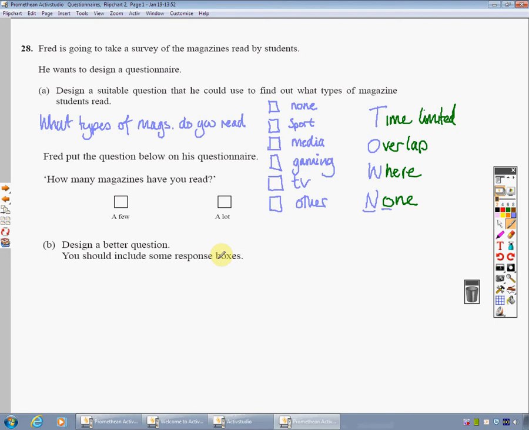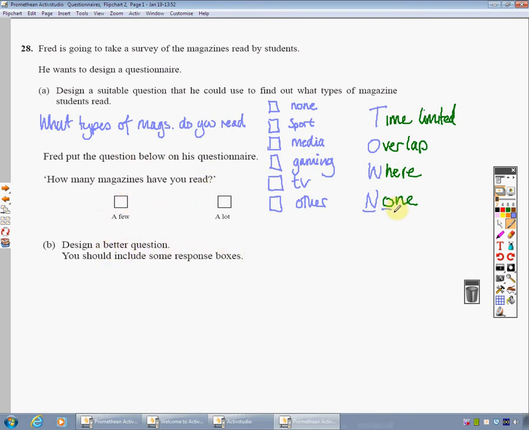We must consider, is the question time limited? I.e., how many magazines have you read in the last week, or the last month, or the last year? It doesn't really matter what time you put on it, so long as there is a time limit. We want to make sure that our boxes don't overlap. The where bit doesn't really concern this type of question. That's more about where we would ask the question, but there's nothing in the examiner's question saying where you're going to ask it. And the none bit is you must of course include that they're not going to read any at all.